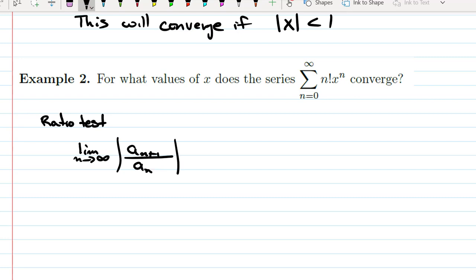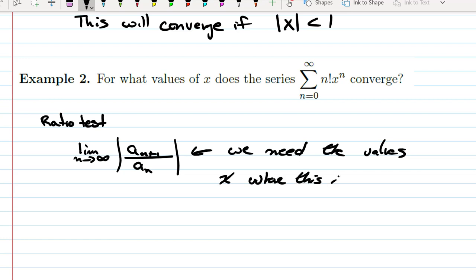And we need this to be less than 1. So we need the values of x where this is less than 1.